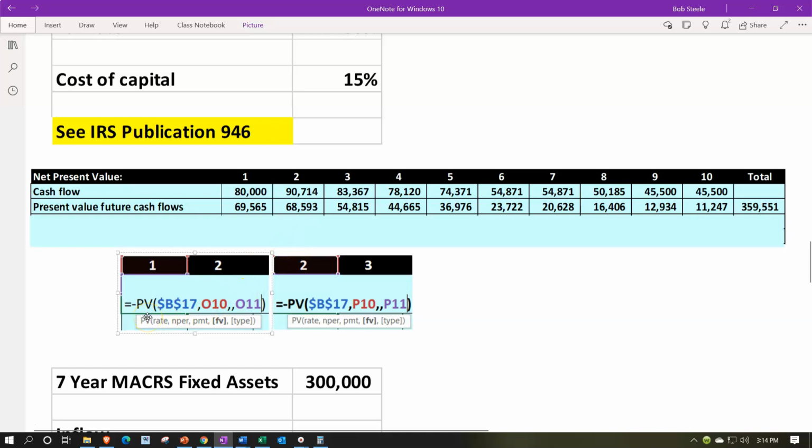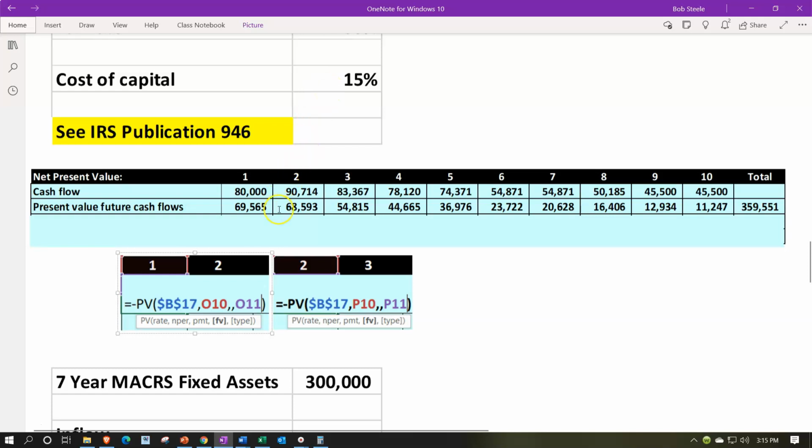If we did this in Excel, we'll take the present value of the rate, which would be that 15%. Notice it's an absolute reference noted by the $ before the B and the 17, so that when we copy it across, the cell will stay the same. Comma, number of periods is 1. We're picking up this 1 in the cell reference so that when we copy it across, it will move to 2, 3, and 4, and so on. Comma, comma, because it's not an annuity, but present value of 1. Future value is that 80,000. Result 69,565. If we do that for period 2, the 90,714 present valued 2 years back at the discount rate of 15% is the 68,593.